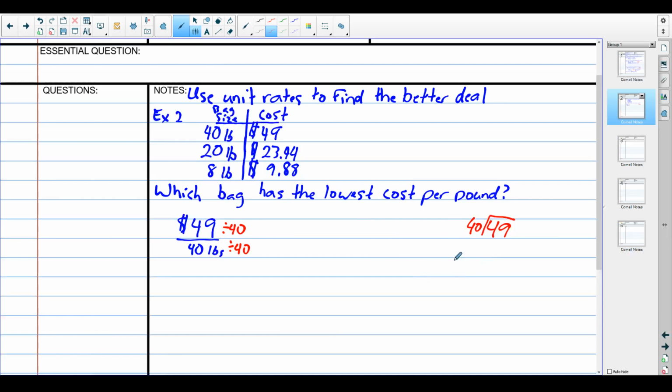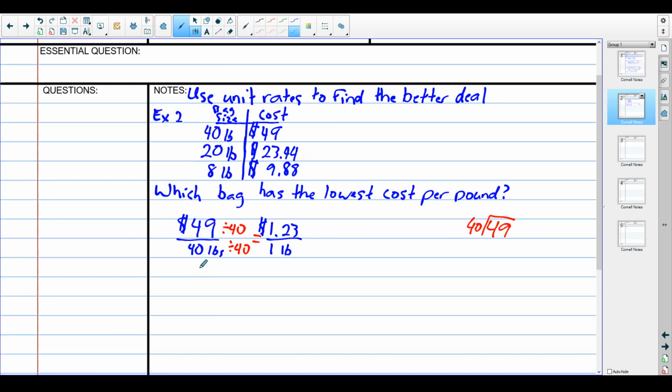And we're going to cheat a little bit. We're going to assume someone did this work for us, because they did. And 49 divided by 40 is $1.23 per 1 pound. Okay. So what we're looking for is we want to see is anything lower than that. Or is our $49 for 40 pounds our best deal?